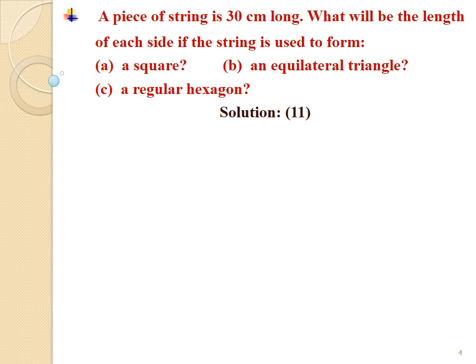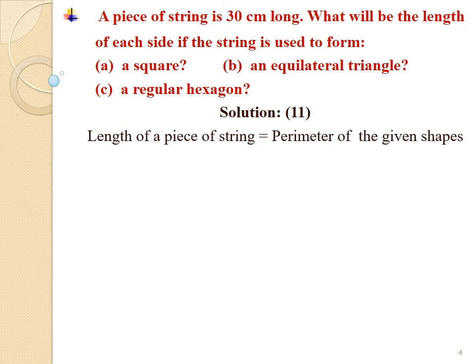Length of piece of string equals the perimeter of the given shapes. Now, solution of sum A. Side of a square equals perimeter divided by 4, equals 30 divided by 4. Now dividing 30 by 4 we get 7.5. Thus the side of a square is 7.5 centimeters.